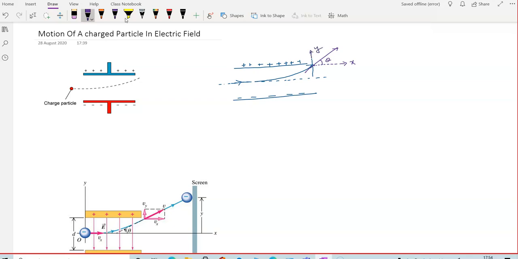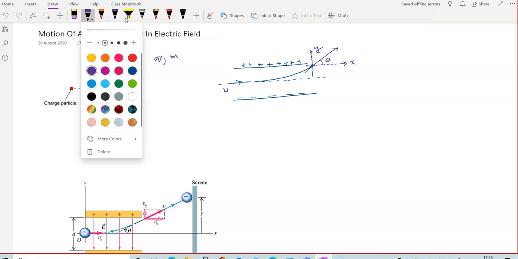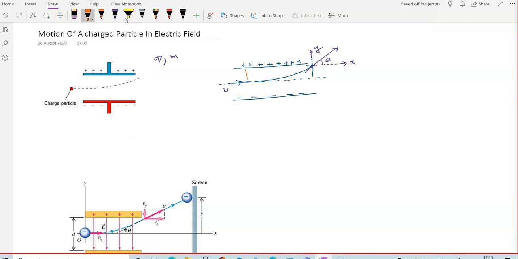Before finding this, we make some assumptions: the charged particle has charge Q, its mass is equal to M, and it enters with the velocity U. And the strength of the electric field, which is directed vertically downward, is equal to E. This field is due to the plates used in the diagram. The field is directed from the upper to the lower plate, and the strength of the field is equal to E.